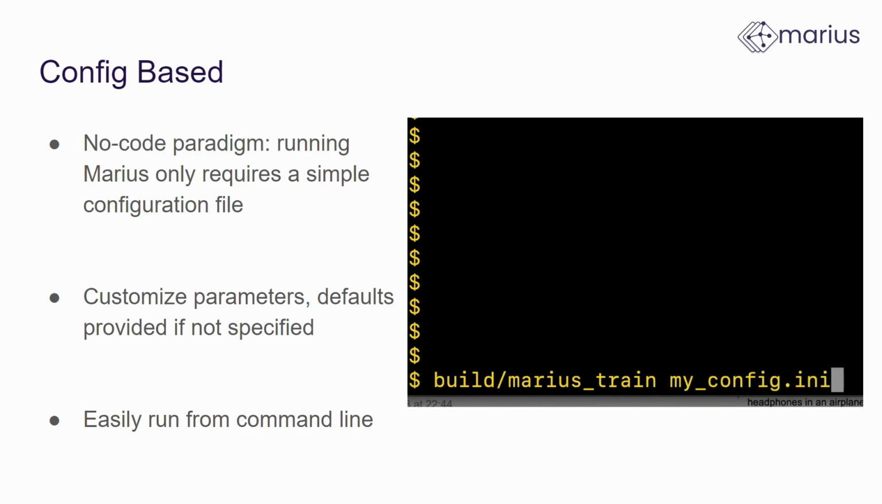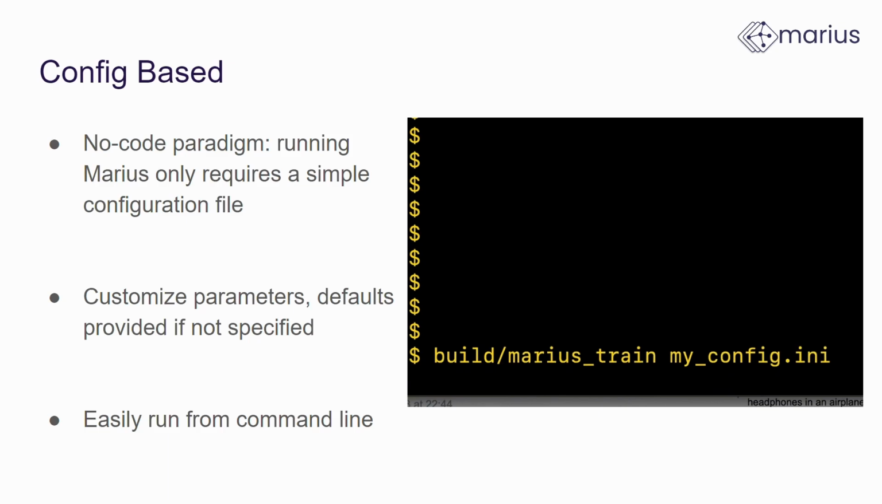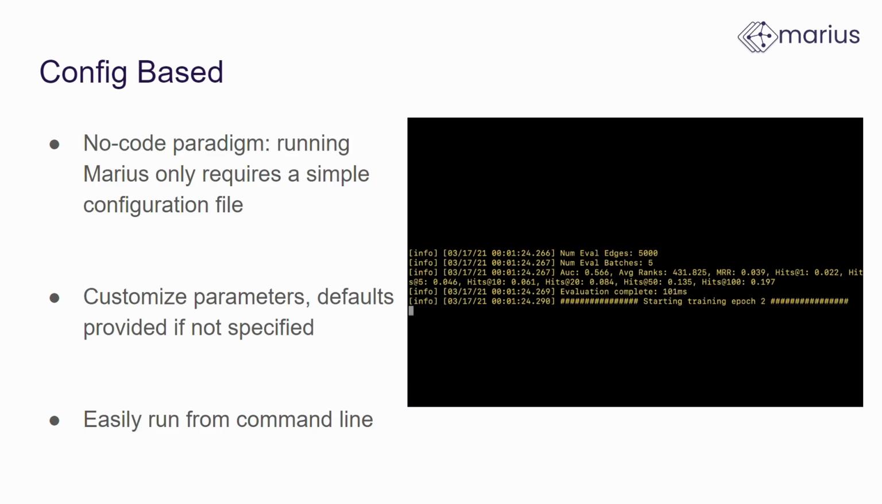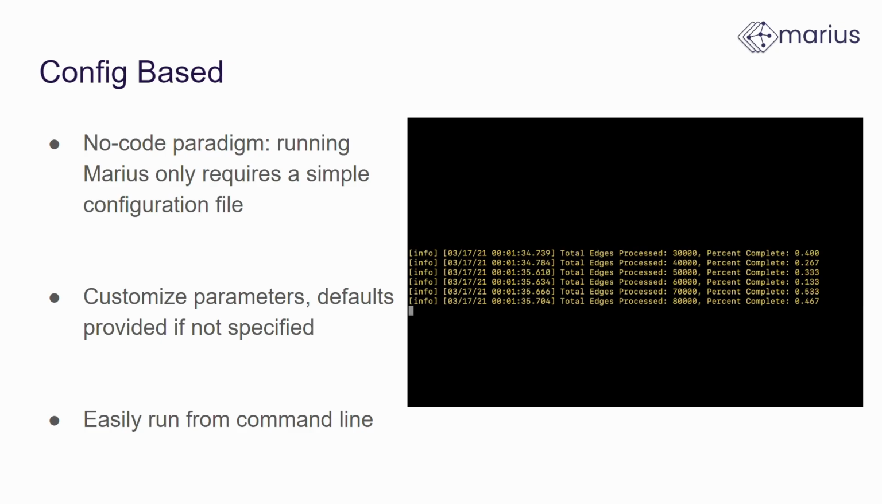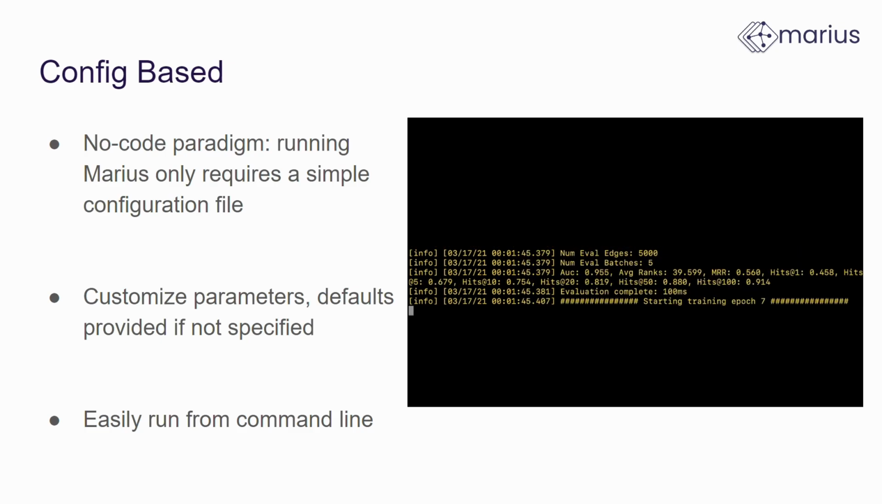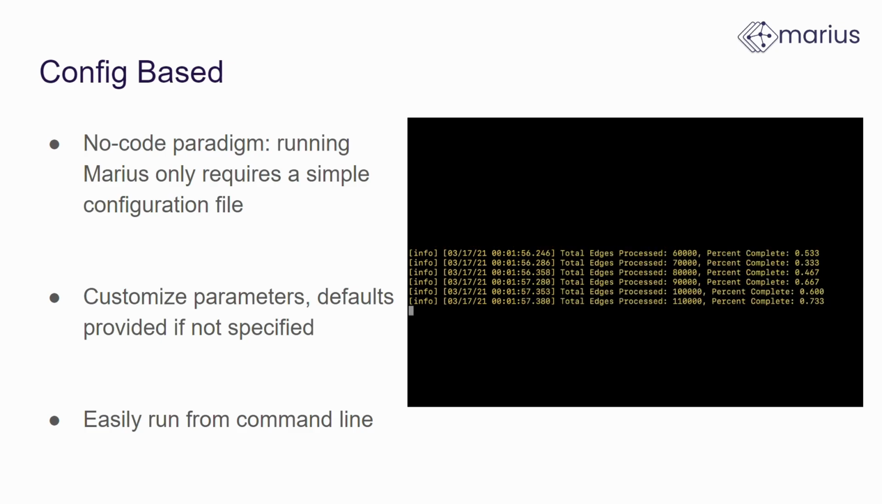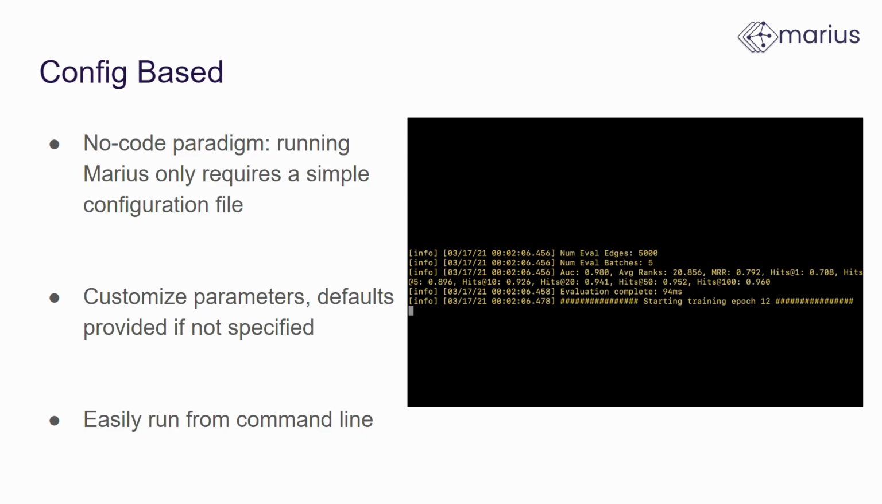Here we see a user specifying options in a simple configuration file, and we can run Marius from the command line by just passing the path to our configuration file. Then the training process runs and the trained embeddings are generated.